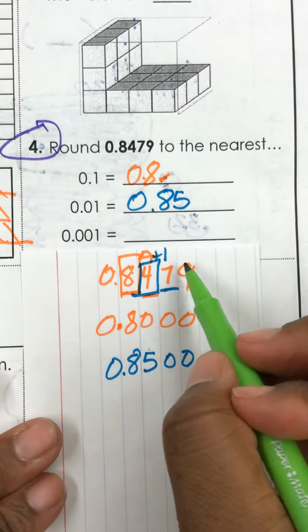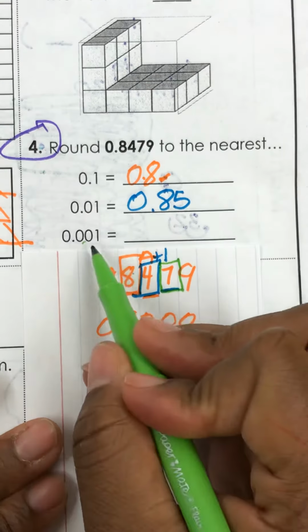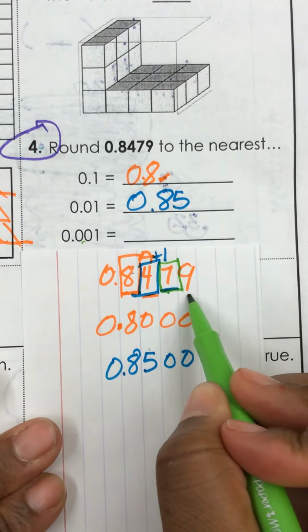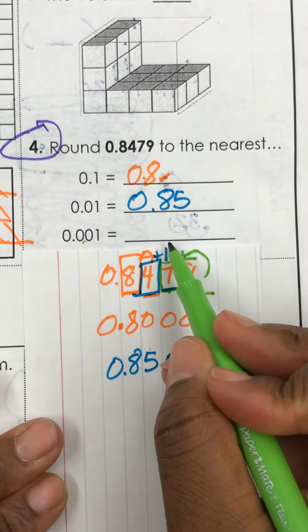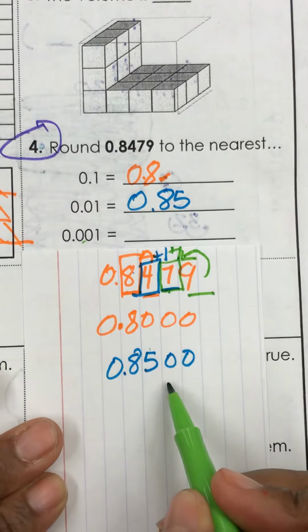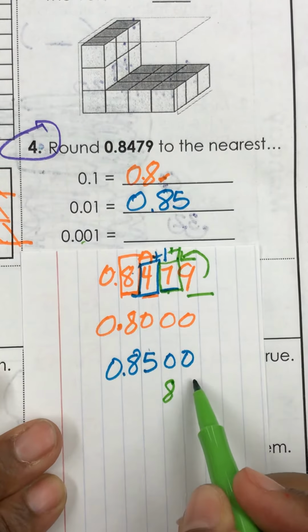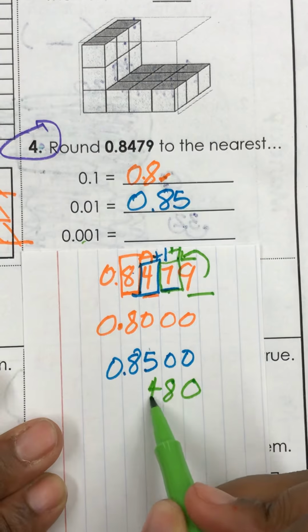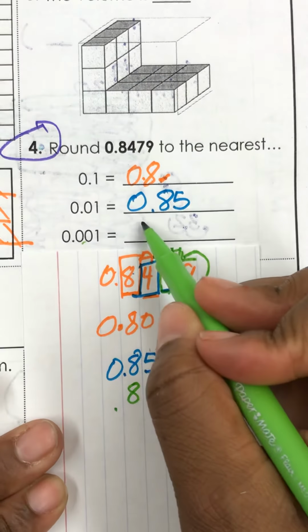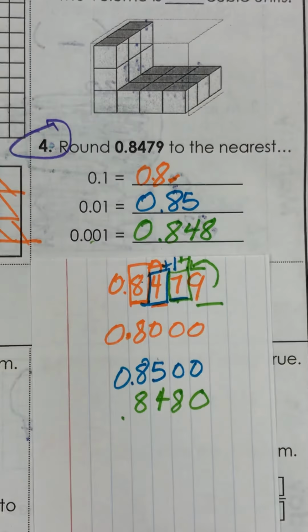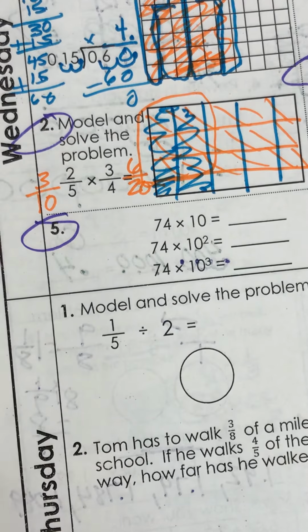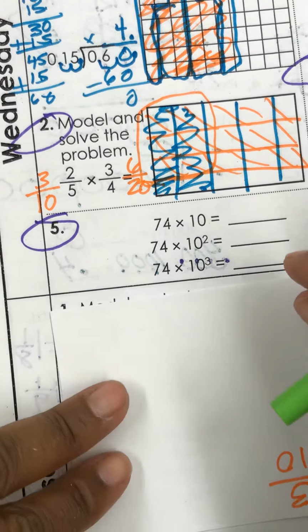And then we're rounding to the nearest 1000th. So find the place, move next door. If this is 5 or greater, add one more, which it is. So we're going to add 1 to this. That becomes 8. Everything behind it becomes a 0. Everything in front stays the same. So 848 thousandths.